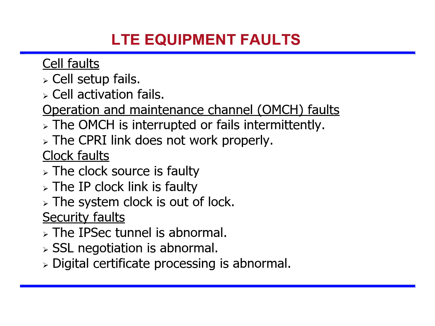LTE equipment faults are cell faults. Cell setup or cell activation fails. Operation and maintenance channel (OMCH) faults. OMCH is interrupted intermittently. The CPRI link does not work properly. The CPRI link is the multimode fiber connected between BBU and RRH.